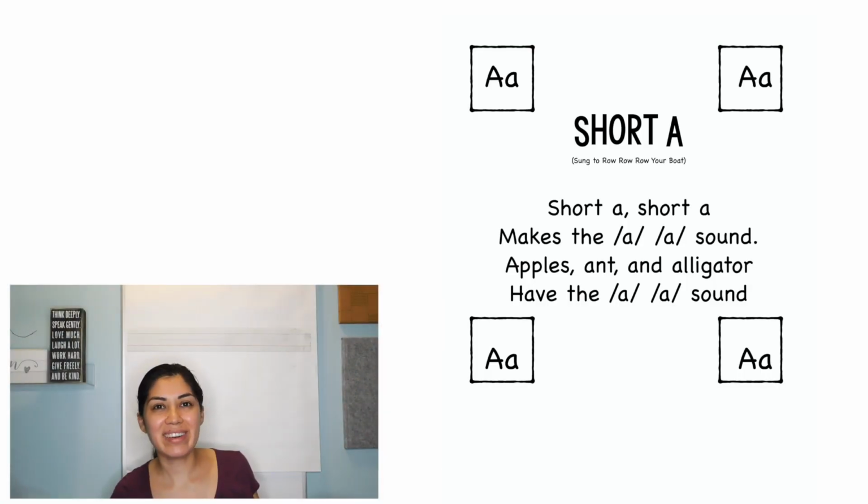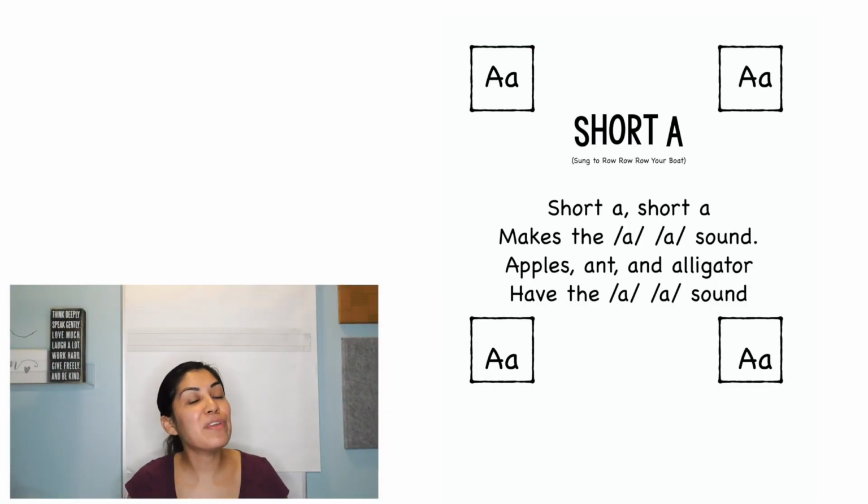Okay, so now let's sing about the letter A, the short A sound, with our song for short A. Ready? So if you don't know how to read the words at home, that's okay. You might know how it goes because you know the song, row, row, row your boat. Ready? So 3, 2, 1.